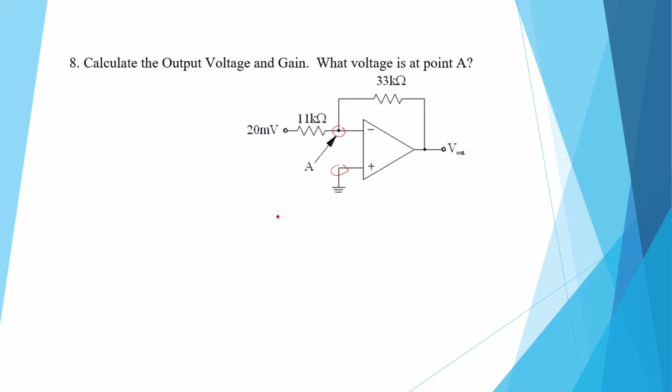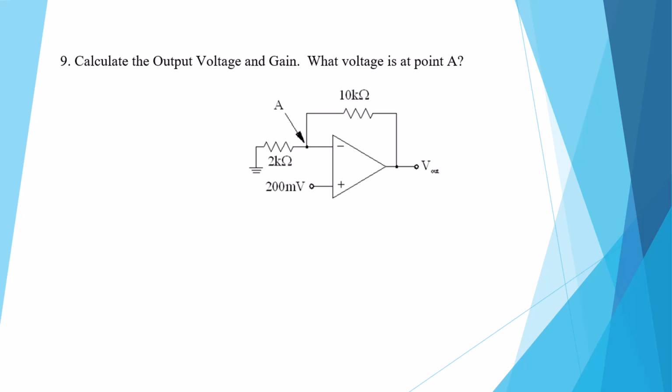And let's figure out our gain. So we have RF over Rn, and we have 33K ohms divided by 11K ohms equals 3 is our gain. So we have 3 times our input voltage, which would be 20 millivolts, which equals 60 millivolts, and it's minus because it's an inverting amplifier.